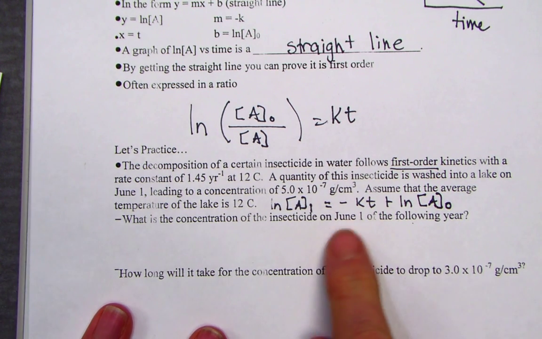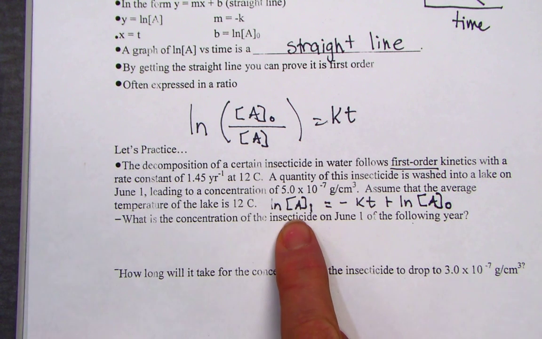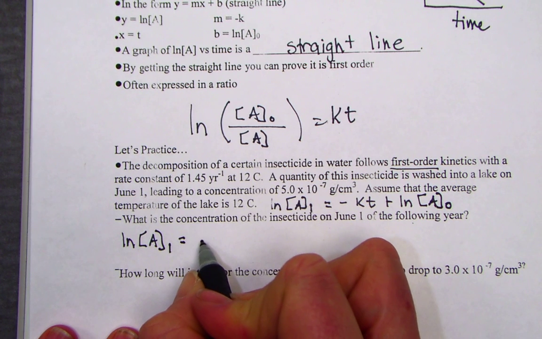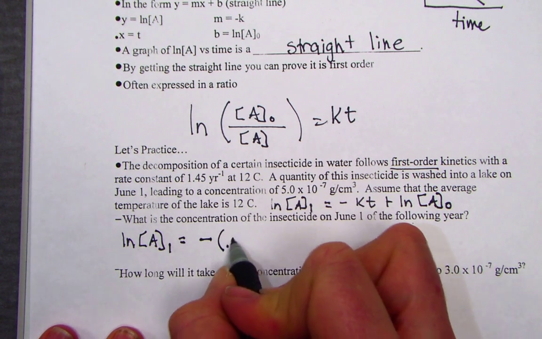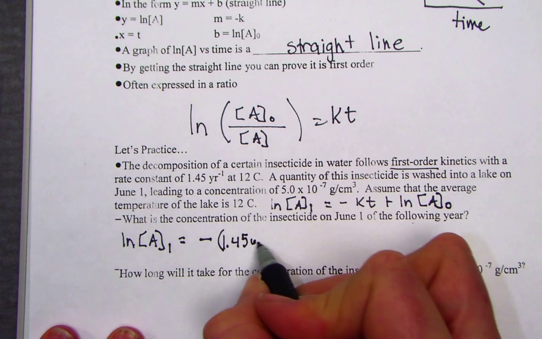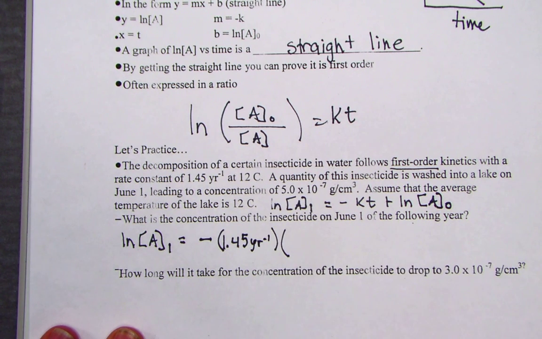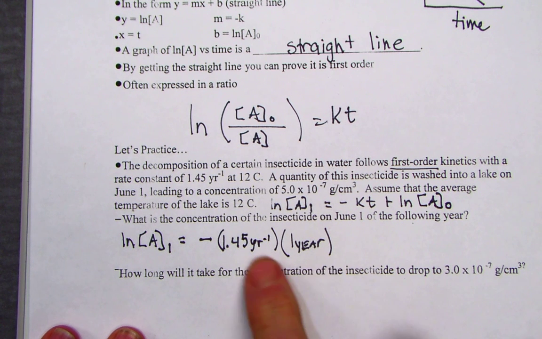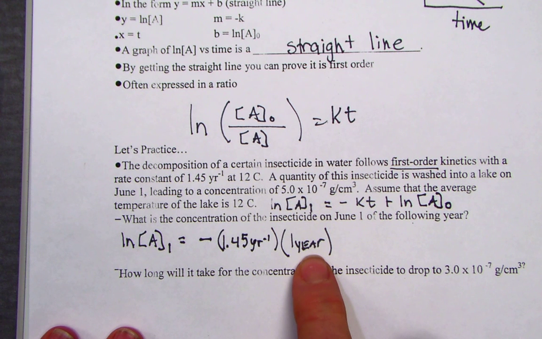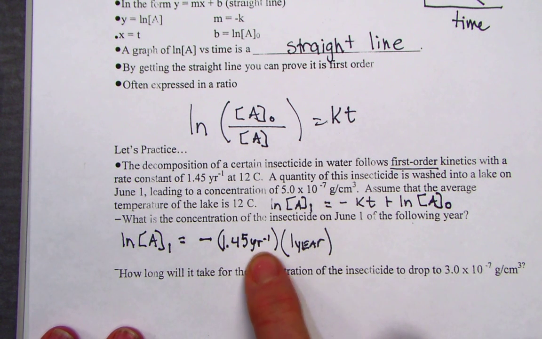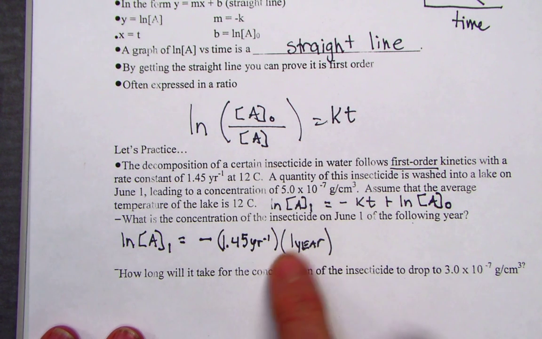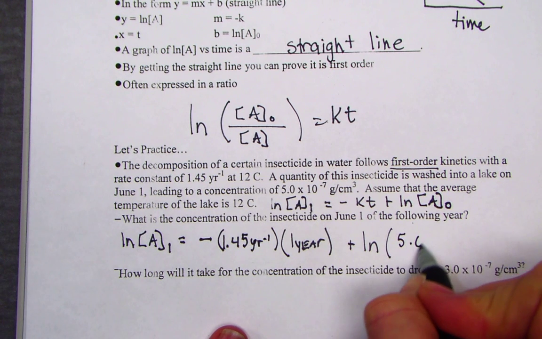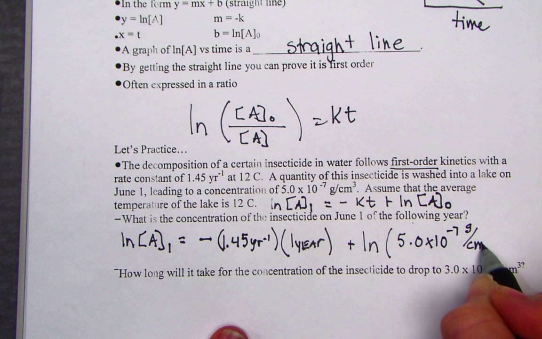Let's place in what we know into the formula, seeing that the target is the concentration of A 1 year later. The natural log of A 1 year later could be found by taking negative rate constant 1.45 per year. T in our equation stands for the time that went by. That's 1 year. Notice how I'm making darn sure that my K constant time matches the time unit I place into the equation. The K was given in a per year. I wouldn't want to put 365 days for the time. I match the unit. Plus the natural log of the original concentration, 5.0 times 10 to the negative 7th grams per cubic centimeter.